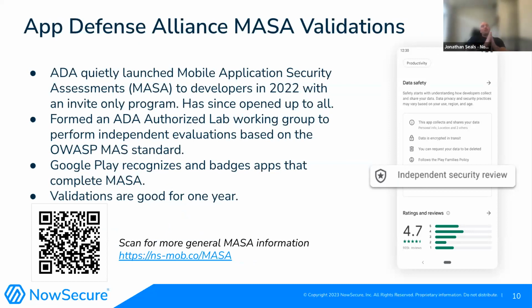So why should I do the MASA and work with the App Defense Alliance? Well, one thing is, if you do a MASA assessment and you pass by using one of the secured labs, which NowSecure is, on your data sheet, you would get a star on everything you have saying your app has been independently reviewed by a security lab. It's good for 1 year. And there's actually a lot of talk right now about moving this to the top to show our clients and customers that you've gone the extra mile.